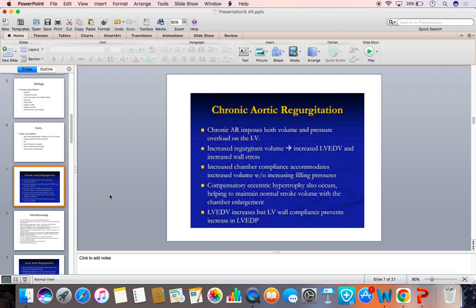So this compensatory mechanism continues for a long time before the onset of symptoms. That means the latent period of aortic regurgitation before the onset of symptoms is long. It may be as long as a few decades. Once the symptoms set in, the deterioration is rapid.